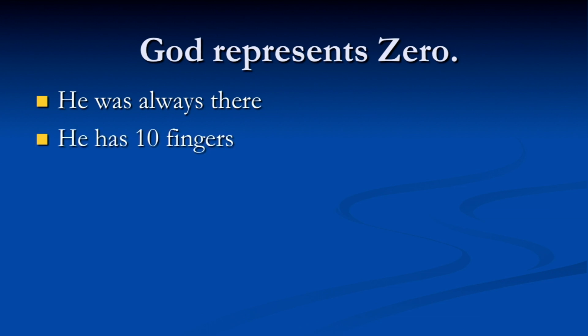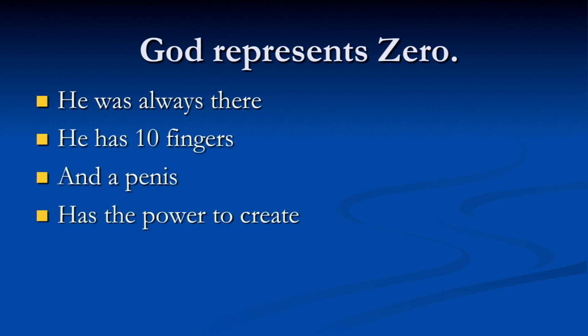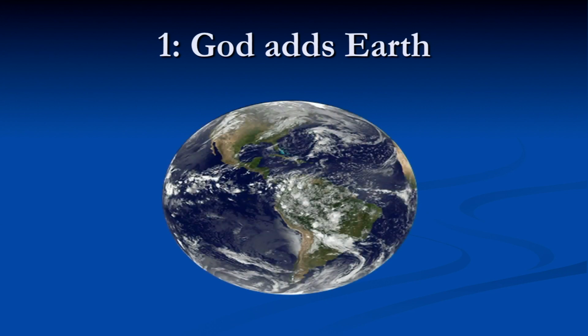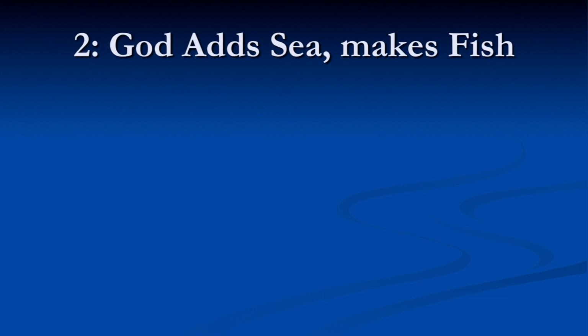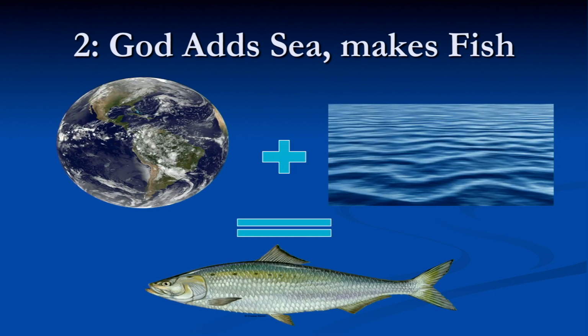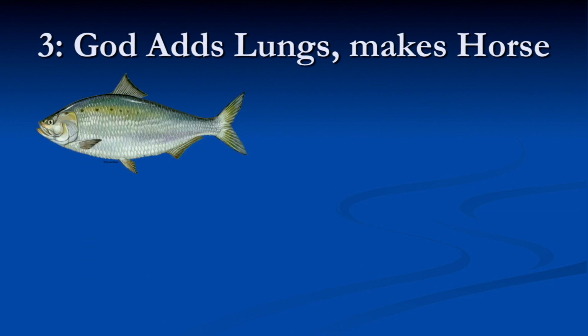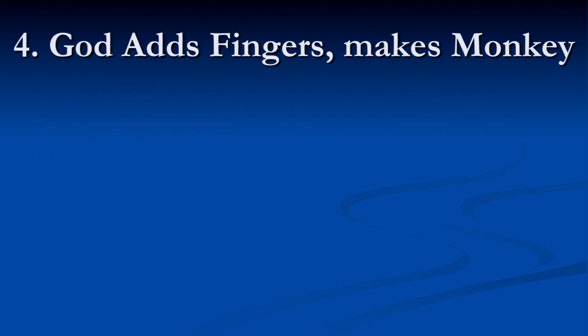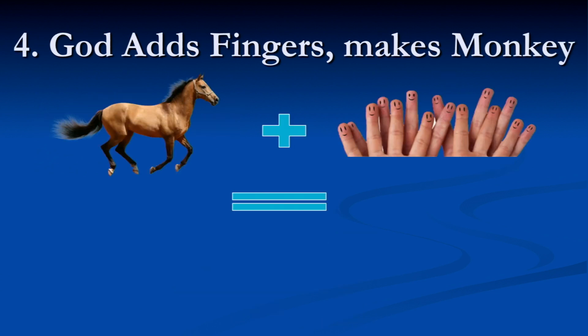No, it was God. Okay. So God represents 0, okay? He's always there, he has 10 fingers and a penis, and he has the power to create. Now, hold on just a second. Let him talk. That's addition, okay? Creation. So step number 1, God adds Earth. He adds it to the equation, okay? And then he's going to add the sea and make fish. That's the second equation he did. The third equation he did is he added lungs to the fish and he made a horse. And the fourth equation he did here, he added fingers to the horse and he made a monkey.